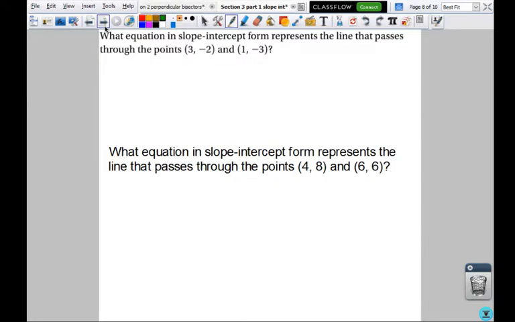All right. So we're going to find the equation in slope-intercept form. It represents the line that passes through the points 3, -2, and 1, -3. So just like before, we're going to use y equals mx plus b. And let's start by finding our slope. And I'm going to have you guys help me out.